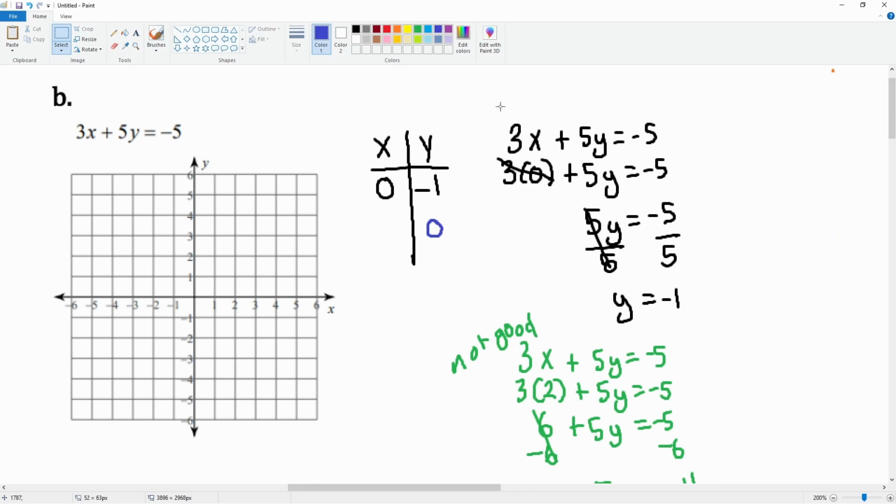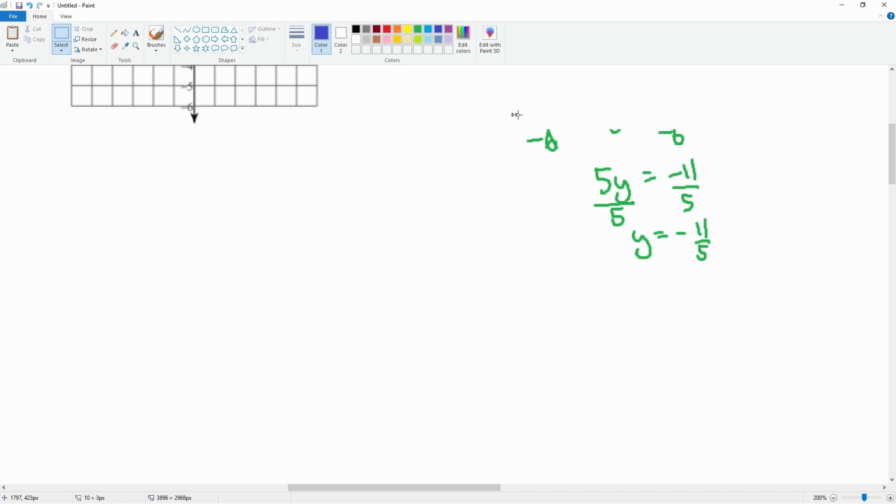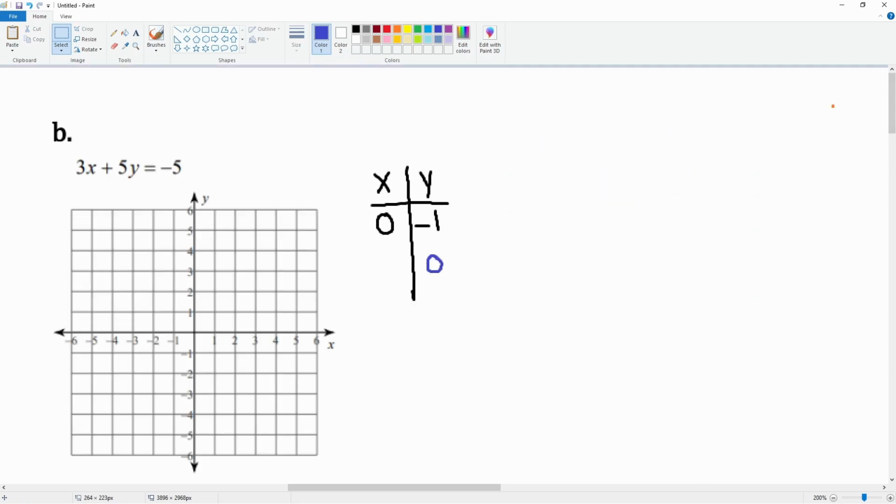At this point you can keep trying some numbers, or there's one more thing you can try. The approach now is to convert this into y equals mx plus b, right?